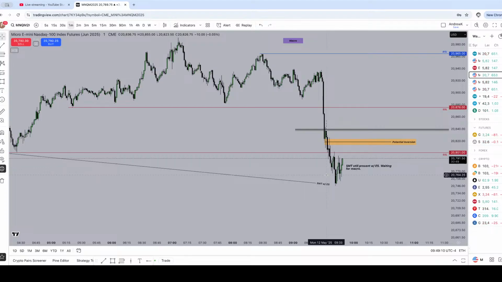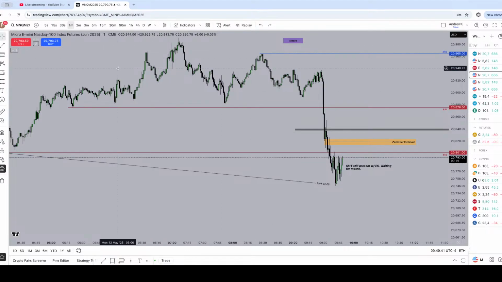So if you remember in the video that I just posted, the SMT can form before the macro. So the damage is already being done, which means what? That means you can go ahead and start looking, in the macro, for the inefficiencies or liquidity, right?